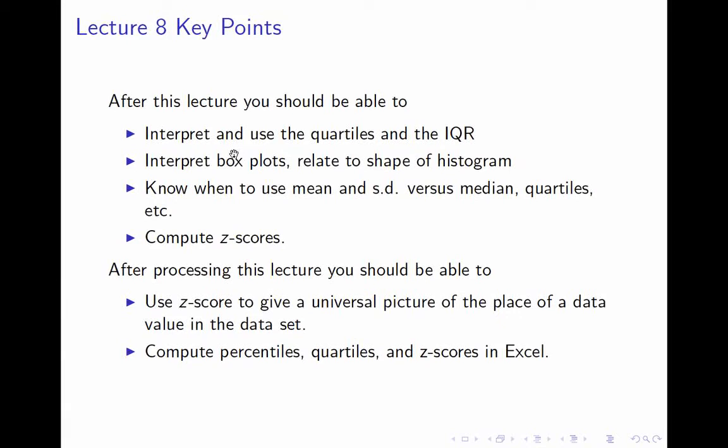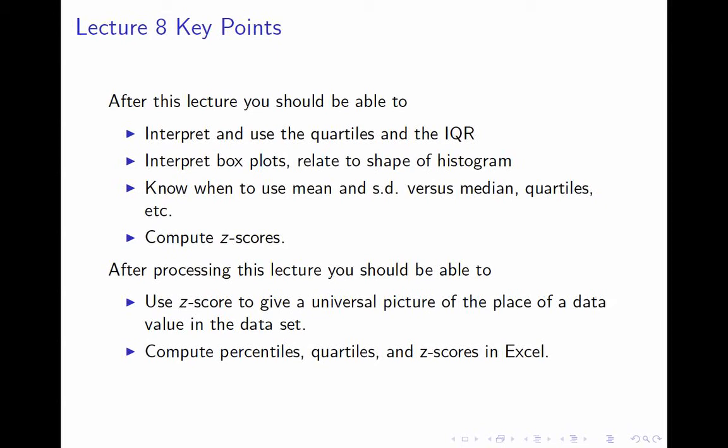All right, let's stop here, and let me just tell you what it is you should be able to do right now. First off, you should be able to interpret and use quartiles and the interquartile range. Just know how they're used, what they're telling you. Likewise, you should be able to interpret box plots and relate them to the shape of the histogram. We will not be making box plots, but I might show you a box plot and ask you, did this histogram come from a skewed right distribution or a skewed left distribution? Does this have long tails or short tails?